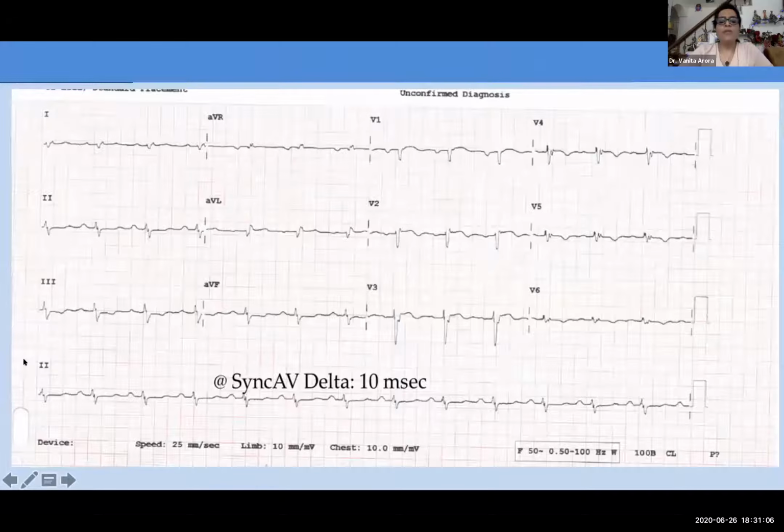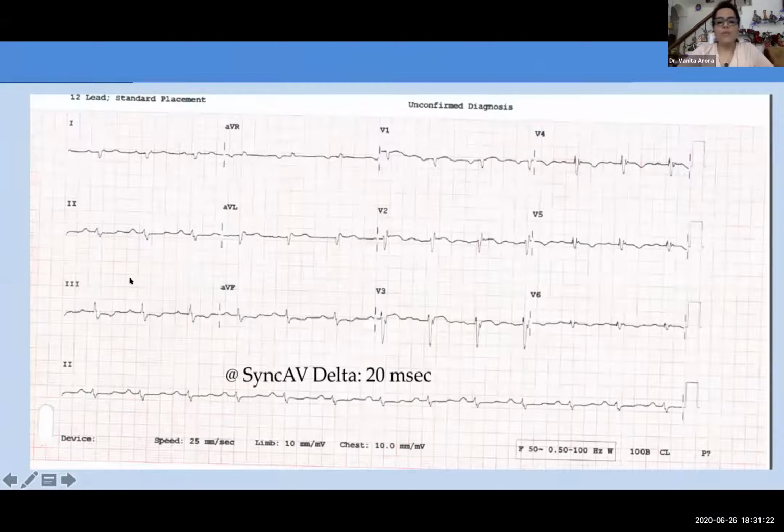So we played with the sync AV delta. We made sync AV delta 10 milliseconds and we lost the positive R in V1. But look at the notch in lead 2, it has become delayed. So we went further to make it 20 milliseconds. The lead V1 still remains the same, but look at the notch in lead 2. It is getting more delayed. That means this notch, which is indicative of a scar, is actually getting delayed.